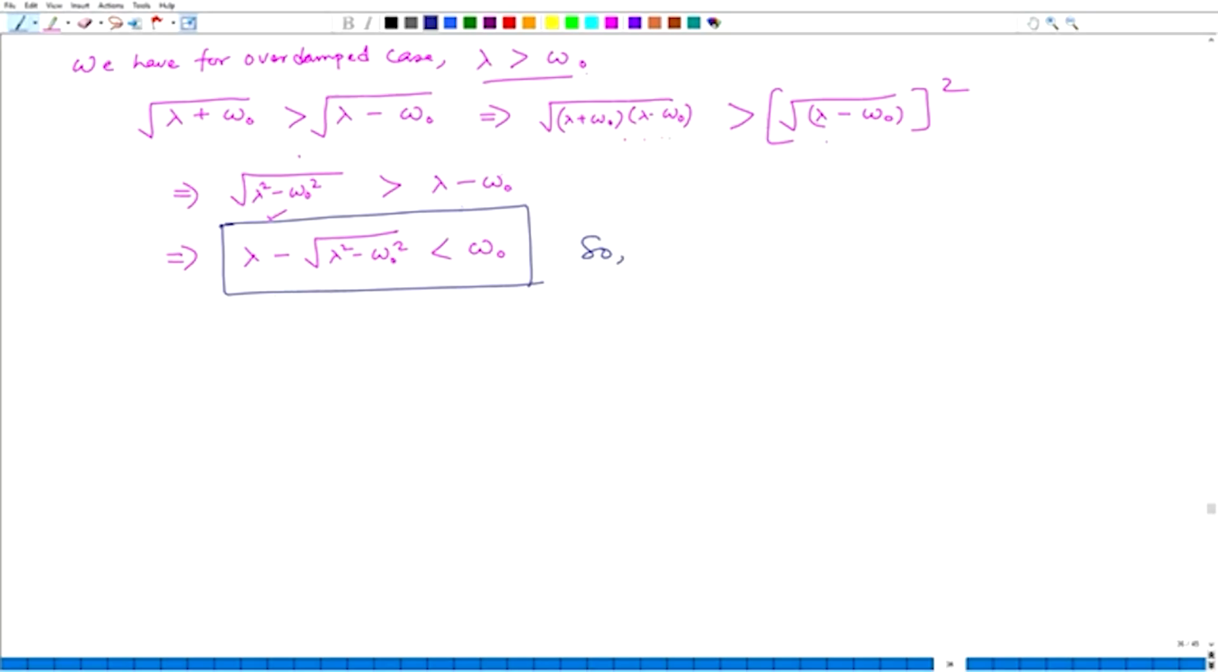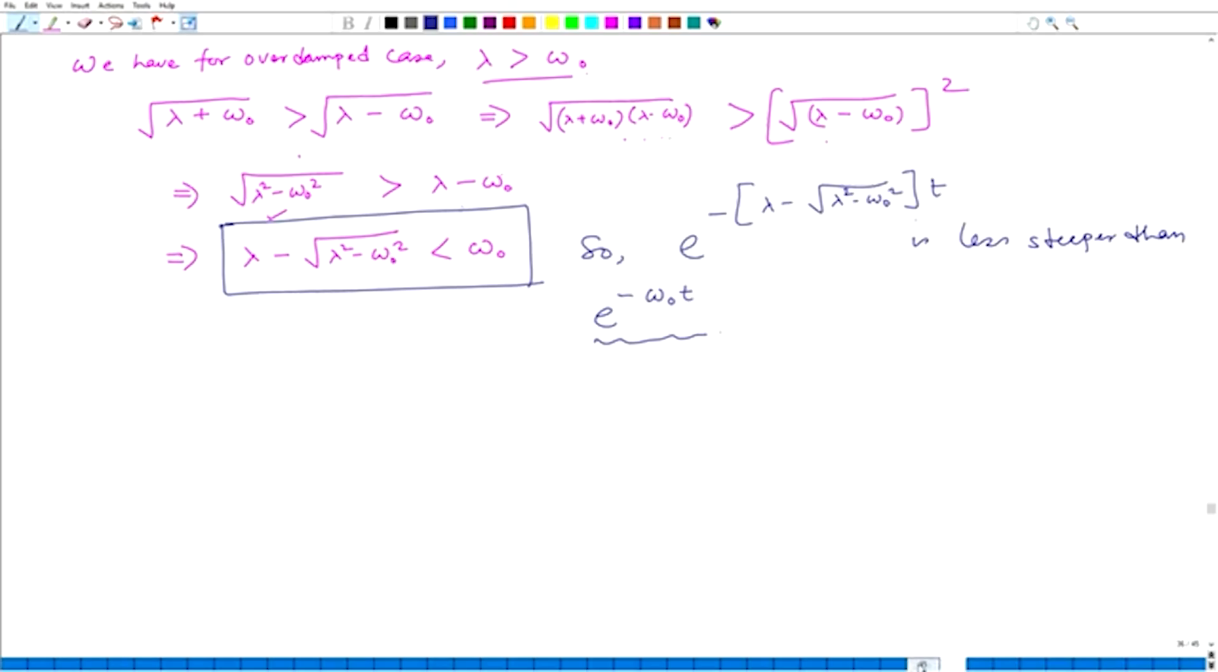And so again this e to the power minus (lambda minus root over lambda square minus omega 0 square) t is less steep than e to the power minus omega 0 t. That we can always say. That means this one is not decreasing as quickly.